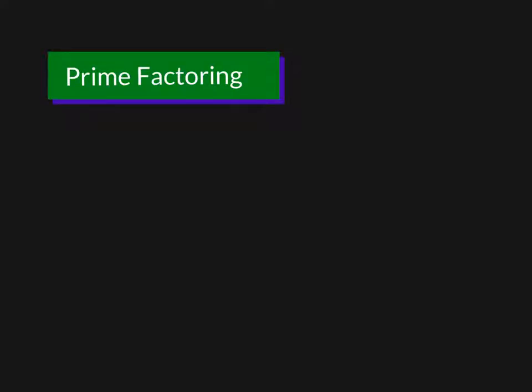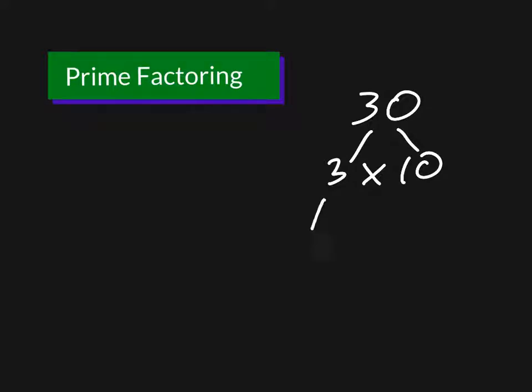But what if I did it differently? So we start with 30, and we look at it and we say, oh, well, 3 times 10 is 30, so 3 and 10 are factors. Well, that's right. And 3 is a prime number, so we can't go any further than that, so we'll bring that 3 down. But 10, we can factor 10, and we know that 2 times 5 is 10.